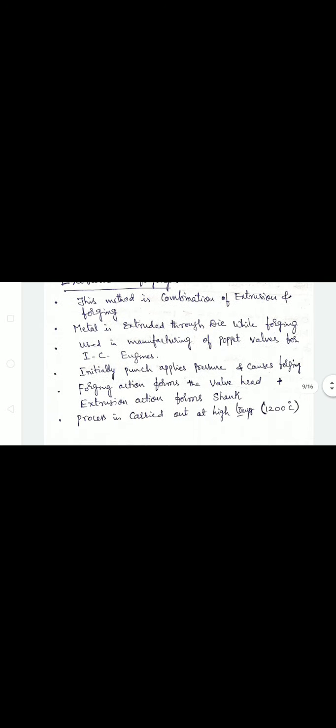The arrangement of extrusion forging is given in the figure. It is represented schematically here. You look at the picture and go through them. An extrusion forging operation to produce a poppet valve is clearly shown in the figure.